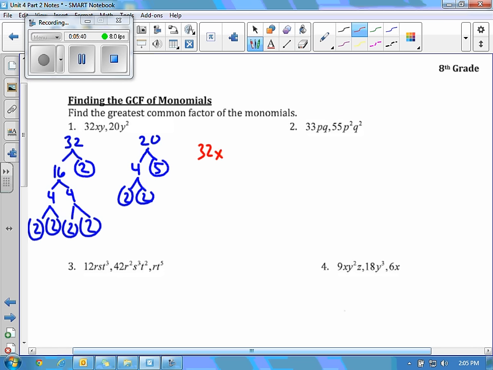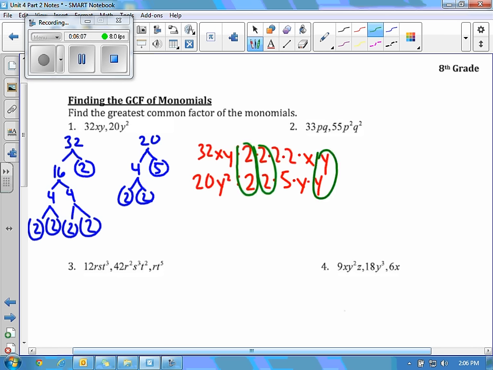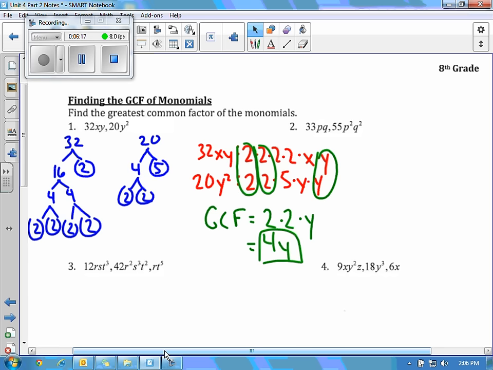So 32xy is going to break into 4 2's, an x, and a y. 20y to the second is going to split into 2 2's, a 5, and 2 y's. So now we circle what they have in common. They have a 2 in common, another 2 in common, and a y in common. So the greatest common factor is going to be 2 times 2 times y, which is 4y. So that's our greatest common factor there.